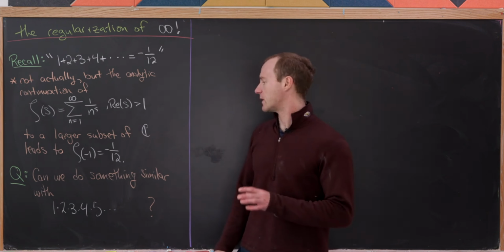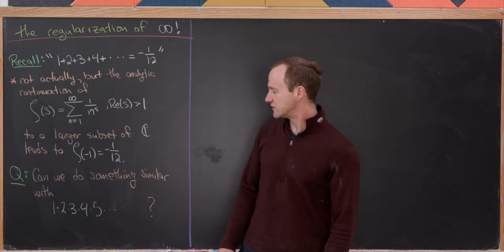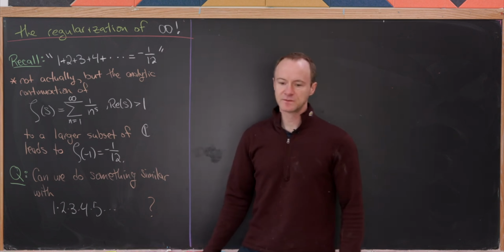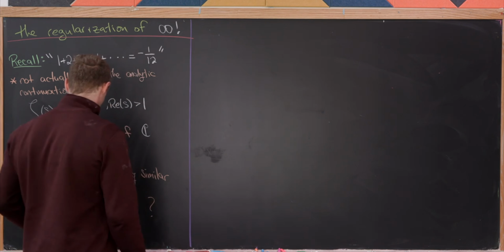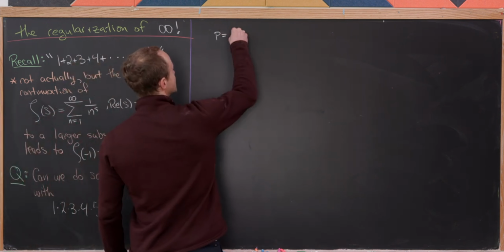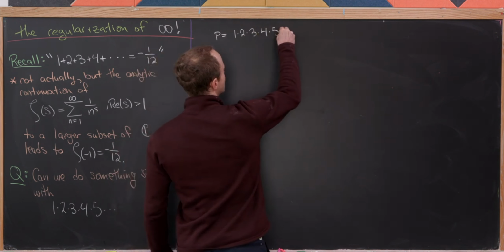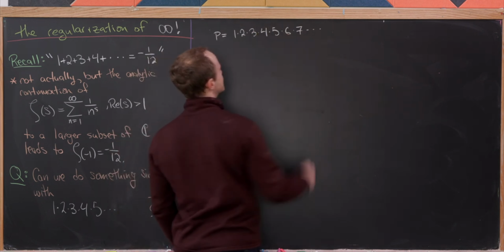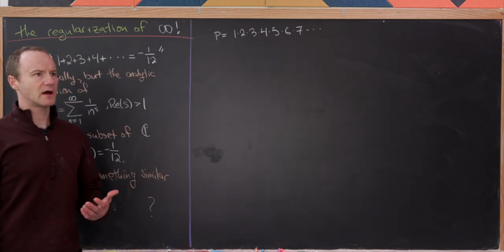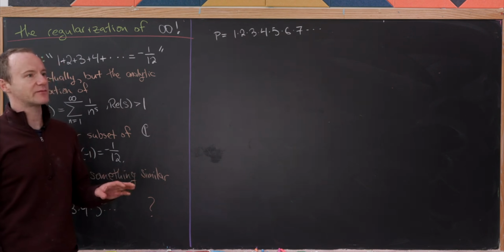Okay, so anyway, now let's get to what we're trying to do today, which is to try to do something similar with the product of all natural numbers. Okay, so let's start with that. Let's maybe call P equal to this product. So we've got 1 times 2 times 3 times 4 times 5 times 6 times 7, and so on and so forth.